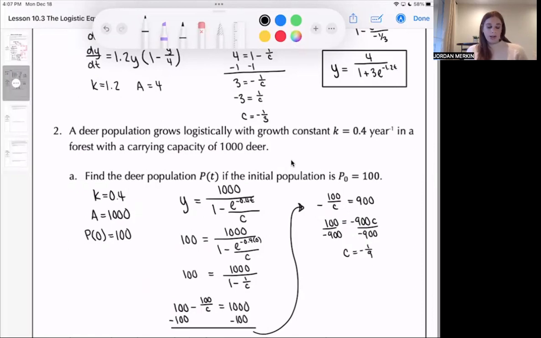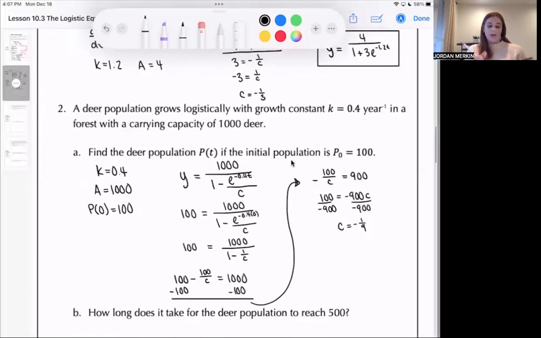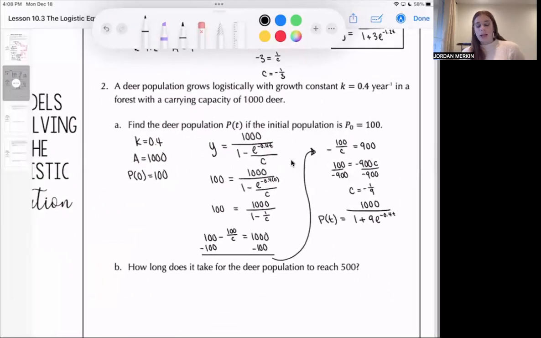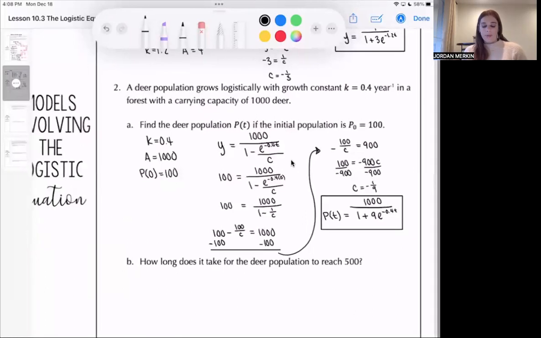And so then when I plug that in, and actually it's p of t is what it's called, so I'm going to rename it from y to p of t, equals 1,000, which is our carrying capacity, over 1 minus e to the negative 0.4t. Dividing by negative 1/9 is the same as multiplying by negative 9. So it's actually plus 9e to the negative 0.4t. Now, once you get this equation, you can utilize it in the next problems in order to solve it.